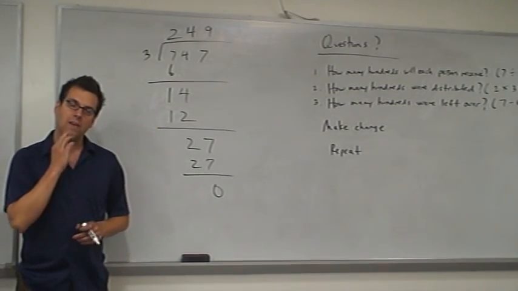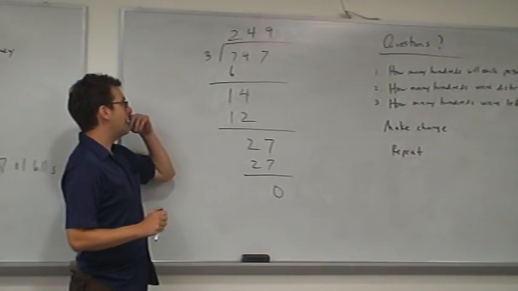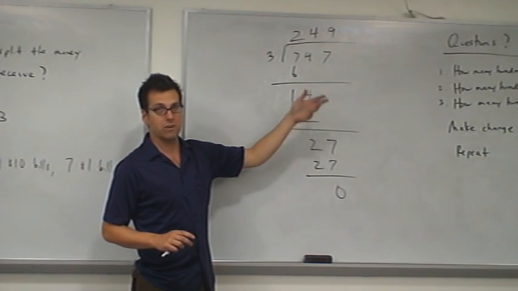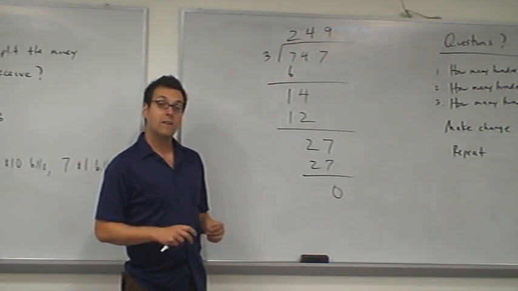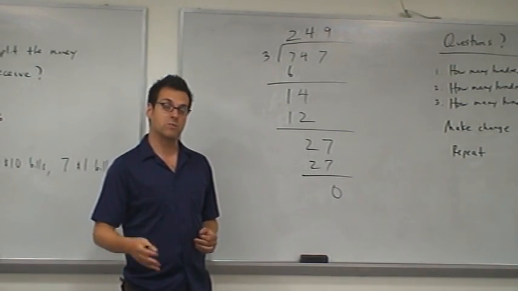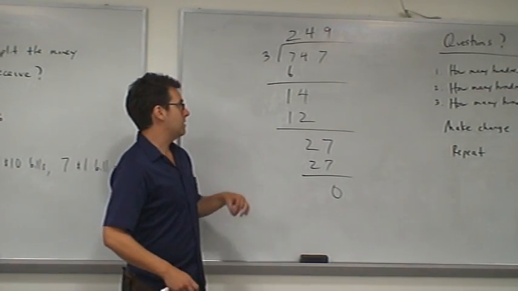So the important part of this process, again, is not seeing that the answer to 747 divided by 3 is 249. Okay, the important part of this process is that this is a very complicated procedure. There's a lot of things going on.